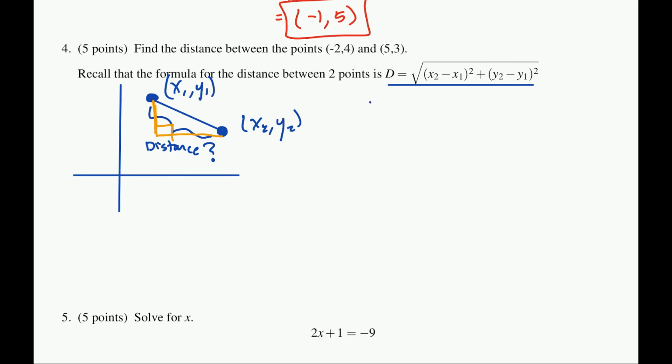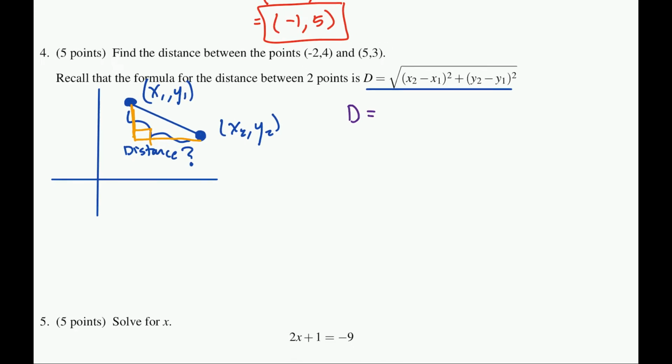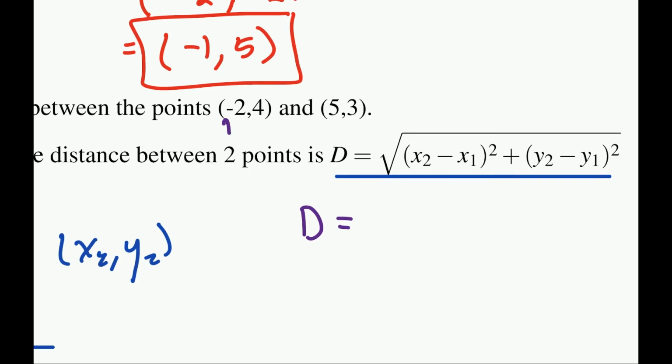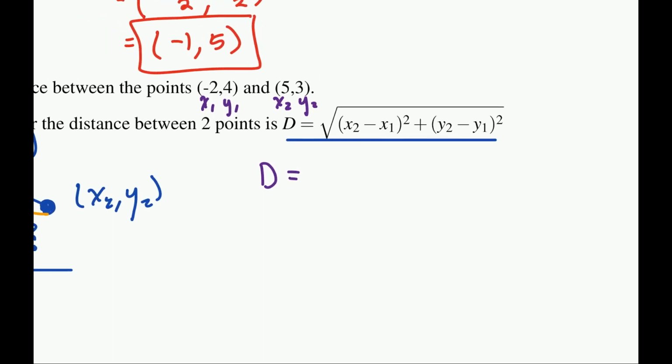So we jump straight to the formula here. And we say, well, D is going to be, well, what is it? We need to know our points. So we have x1, y1, x2, y2. And just like the previous problem, you just fill in the numbers.